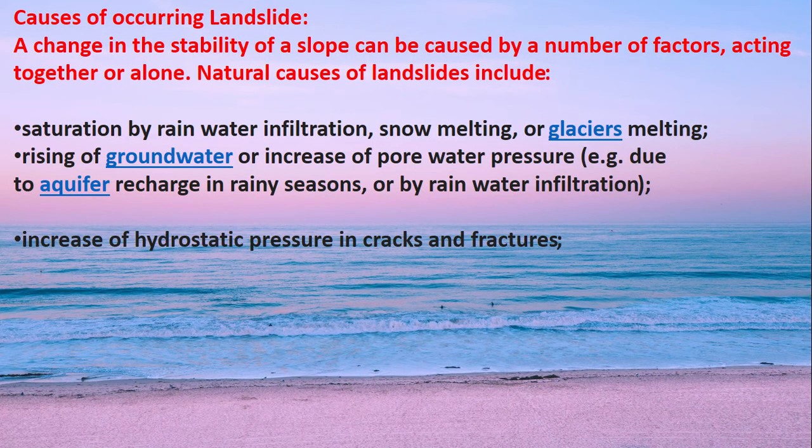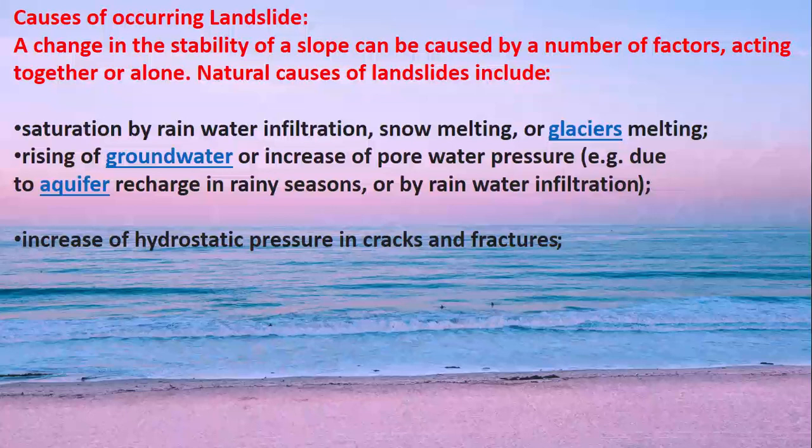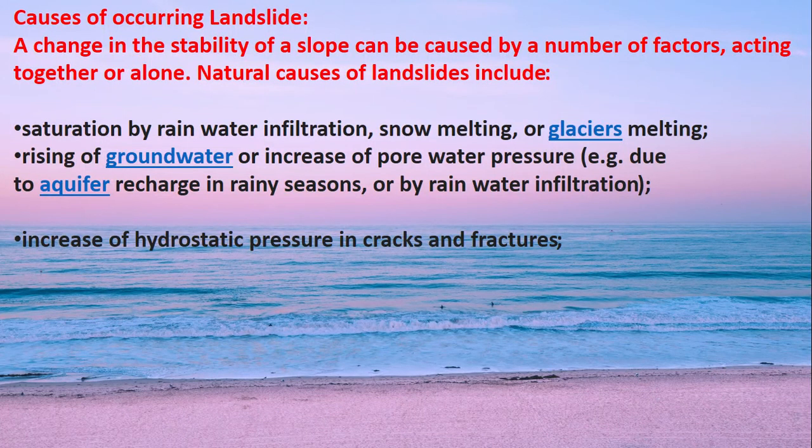Then snow melting or glacier melting. Then rising of underground water or increase of pore water pressure and increase of hydrostatic pressure in cracks or fractures. In the land surface where we live, there can be cracks or fractures from where rainwater during the rainy season can pass through, because of the hydrostatic pressure, and the soil becomes saturated. For this reason, in hilly or mountainous areas, the soil structures become wet and landslides occur.